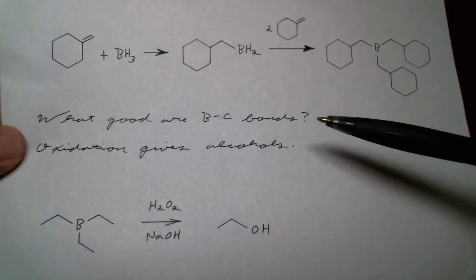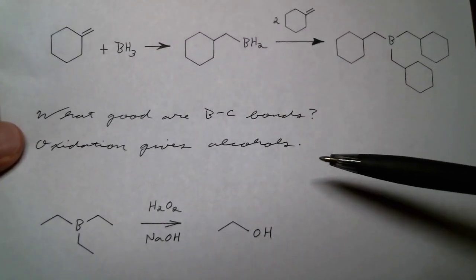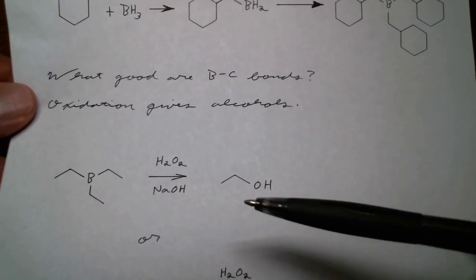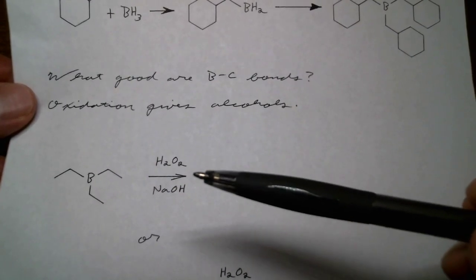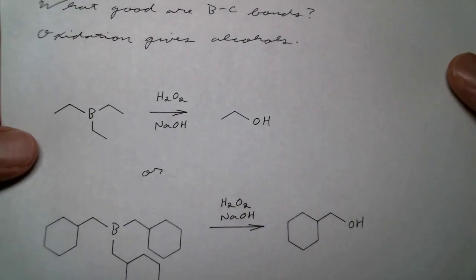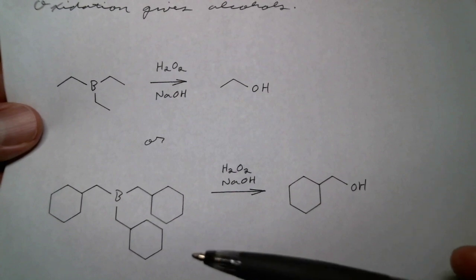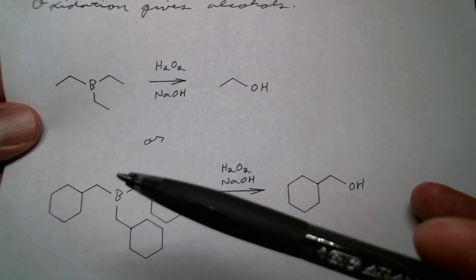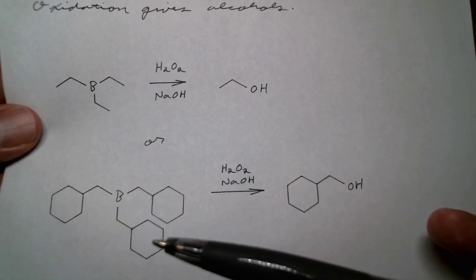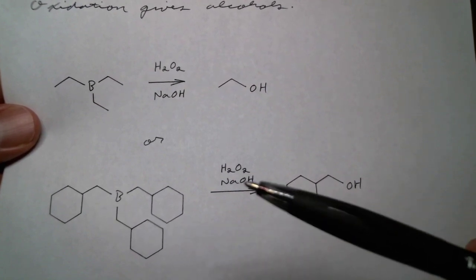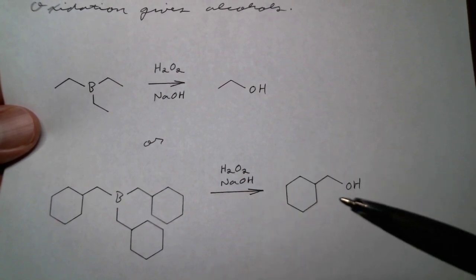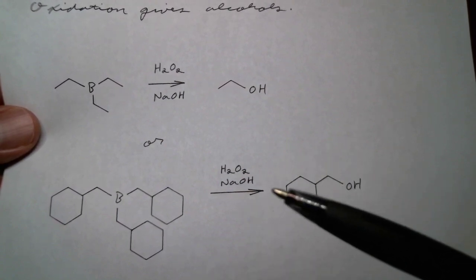Well, what good are boron-carbon bonds? Oxidation of them gives alcohols. Here we have triethylborane. If we oxidize that with hydrogen peroxide and sodium hydroxide, we get ethanol. So here we go. We'll oxidize this trialkyl borane that we formed in our example above with hydrogen peroxide and sodium hydroxide. And interestingly, we get this alcohol.